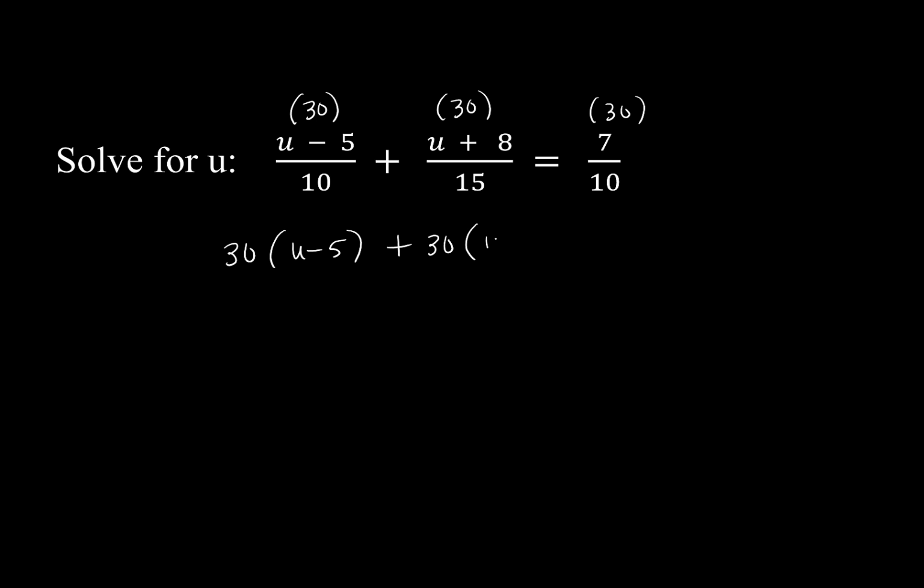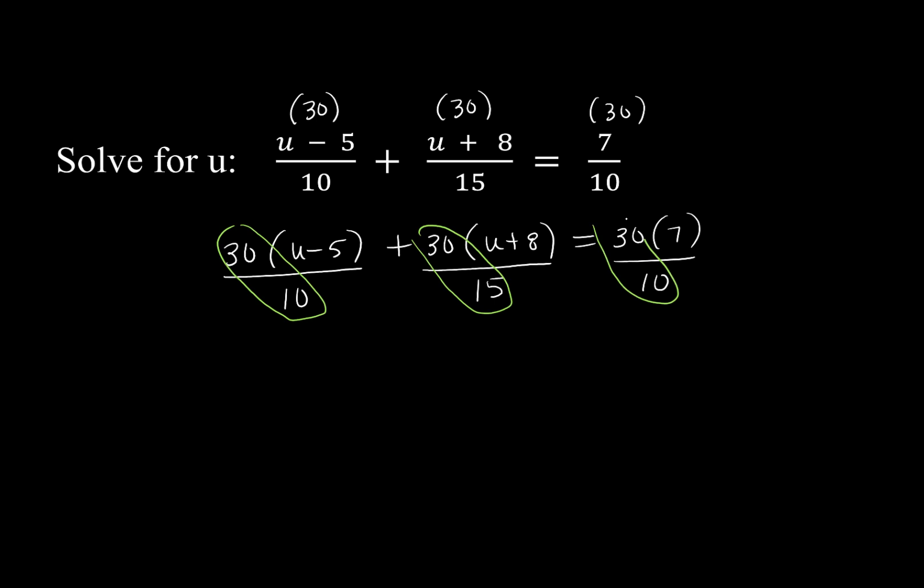Let's just keep the 30 on the outside and just put u plus 8 in its own set of parentheses. And we can actually do the same with the 7. We can just put the 7 in parentheses by itself. Oop, I forgot to put all the denominators. This one had a denominator of 10, denominator of 15, and denominator of 10 again.